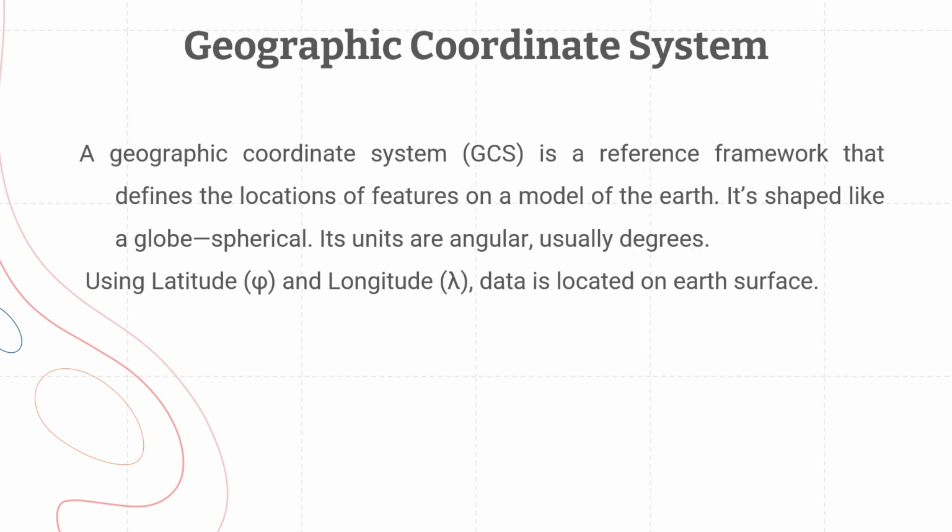What is a geographic coordinate system? A geographic coordinate system, or GCS, is a reference framework that defines the locations of features on a model of the Earth. It's shaped like a globe, spherical. Its units are angular, usually in degrees. Using latitude and longitude, data is located on Earth's surface.